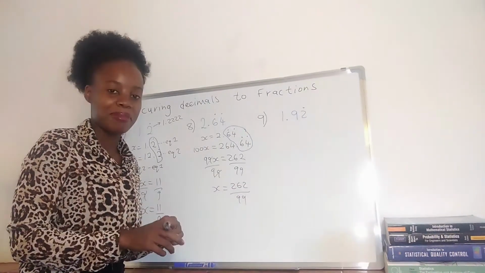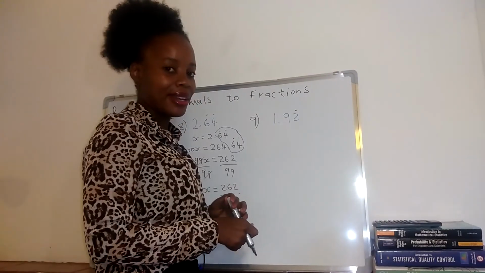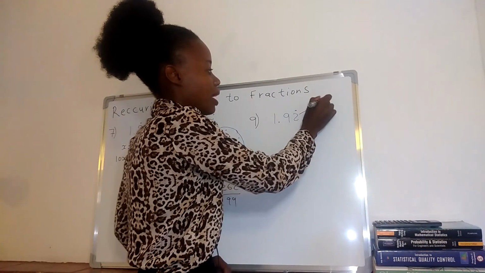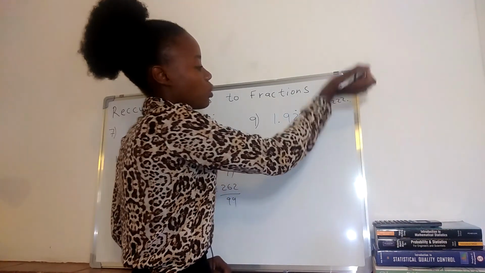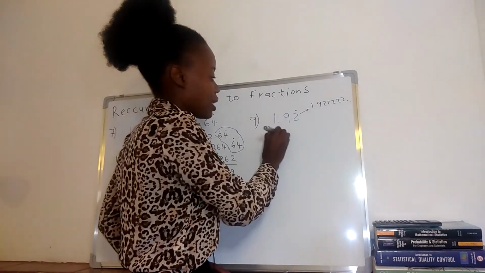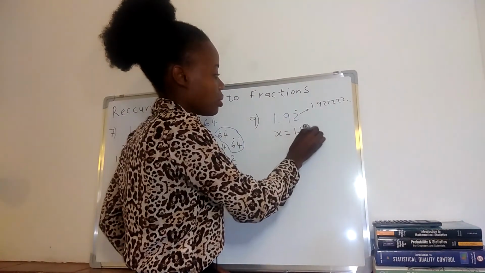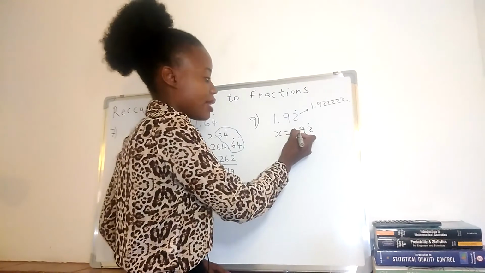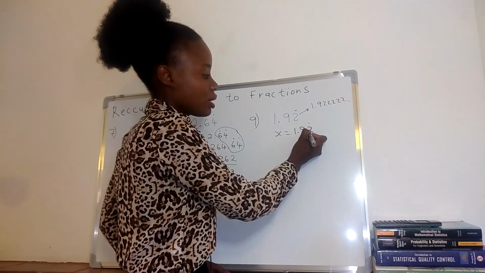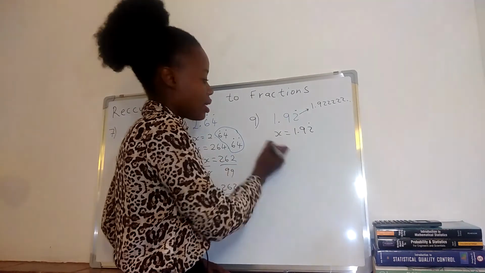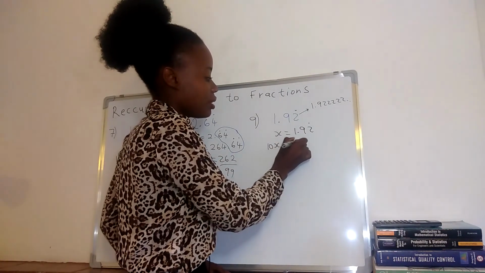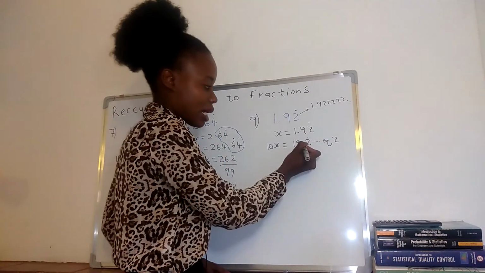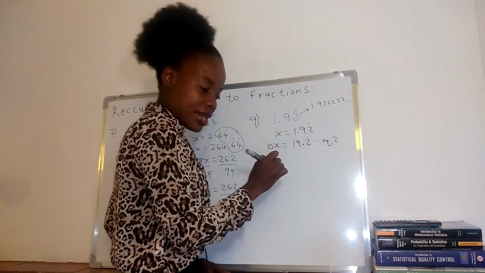Okay, now let's do number 9. Number 9, we have 1.92 recurring. This is the same as 1.92222222 repeating. Okay, so we're going to let x be 1.92 recurring, and we want two equations where immediately after the decimal is a recurring number. So we're going to move one step so that immediately after the decimal is a recurring number. So we're going to multiply by 10 both sides. This is equation 2.